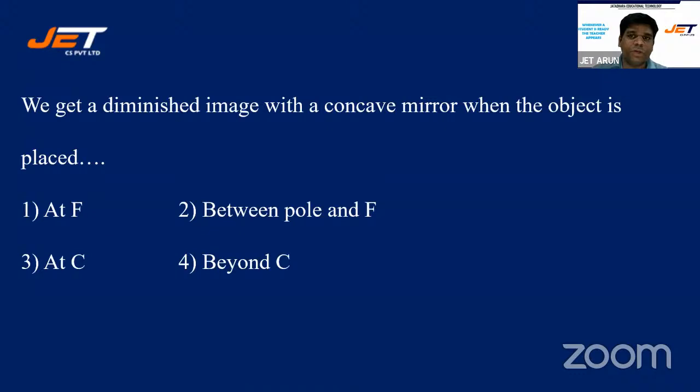We get a diminished image with a concave mirror when the object is placed at F, at C, between pole and F, beyond C. Again, a ray diagram based question, students.